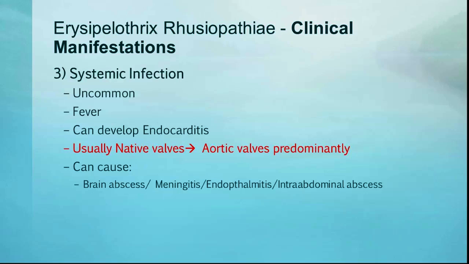The systemic infection is usually uncommon, and they have fever, but it can cause endocarditis. And something that was kind of interesting was that it usually causes aortic valve endocarditis predominantly. It can also cause brain abscess, meningitis. You can have intra-abdominal abscess.